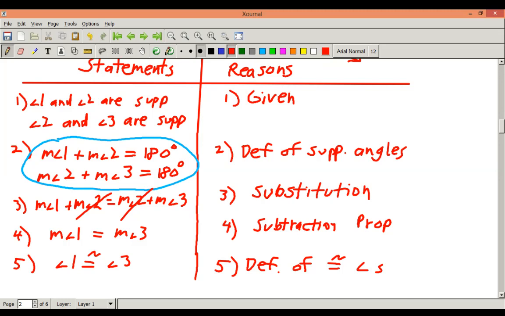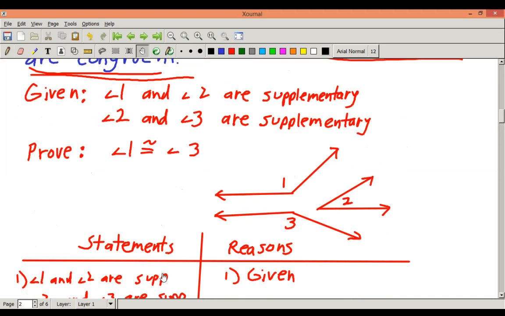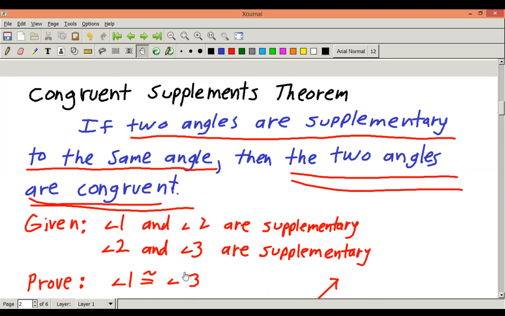And then to go from statement 4 to statement 5, we're just saying, well, the measure of angle 1 equals the measure of angle 3. So that means that angle 1 is congruent to angle 3 by definition of congruent angles. So we used a couple of different definitions there and a couple of different properties to accomplish our proof. So that's the proof of this congruent supplements theorem.